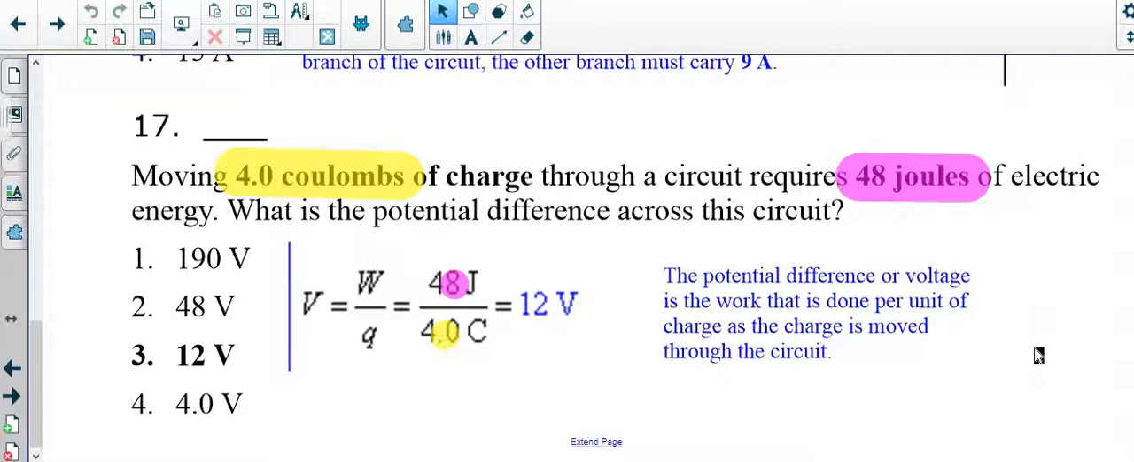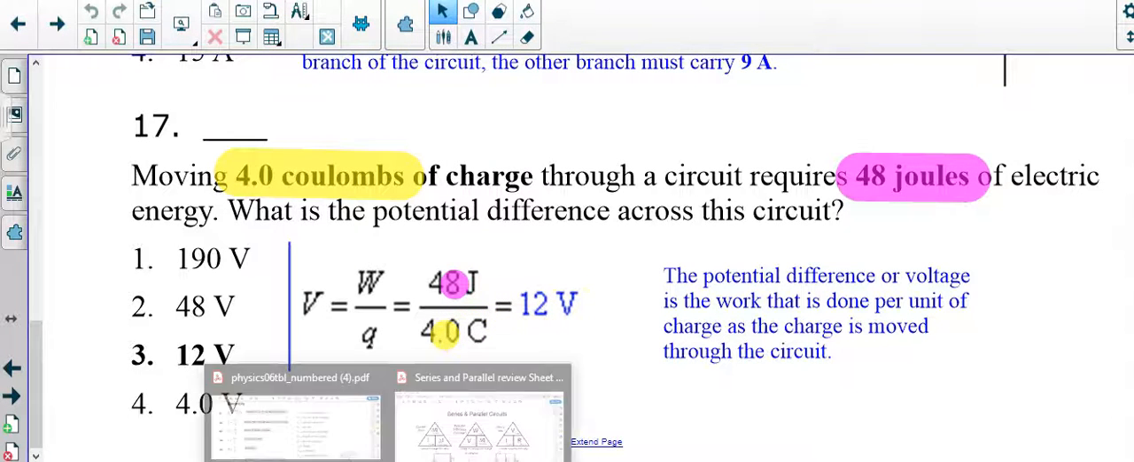Here in problem 17, moving 4 coulombs of charge through a circuit requires 48 joules of electric energy. What is the potential difference across the circuit? So we recall that the potential difference is defined as the work done pushing each charge through a circuit. So the work is energy, and 48 joules of energy is the work done pushing 4 coulombs of charge. So 48 divided by 4 is 12, and a joule per coulomb is a volt.